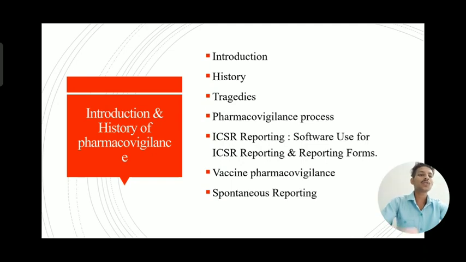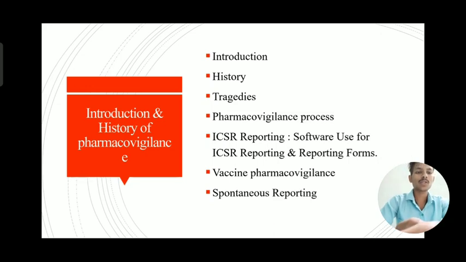Next, the ICSR reporting software used. In the USA, United States of America, they use the PharmaReady software. Then the UK is using the vigilance software. India is Sugam software, and the vaccine pharmacovigilance.